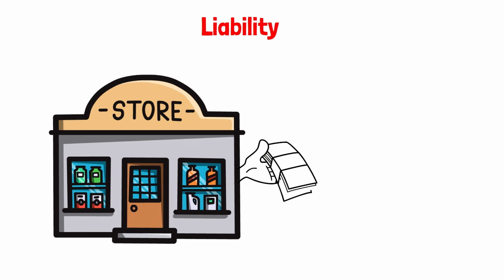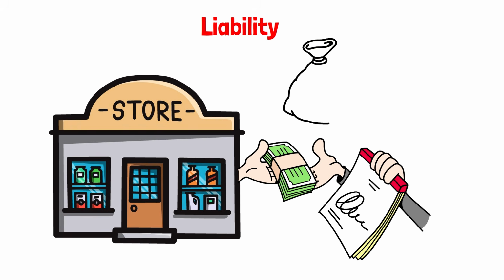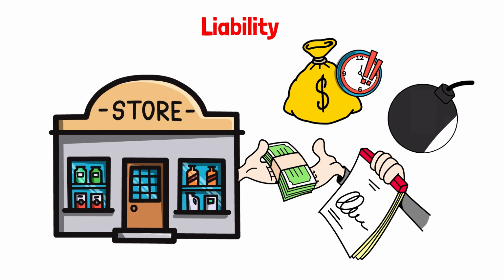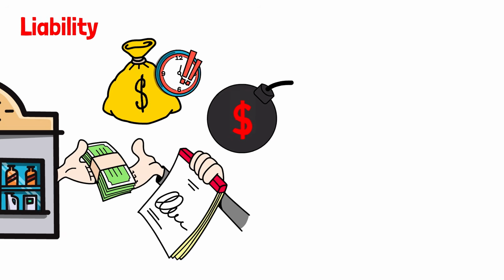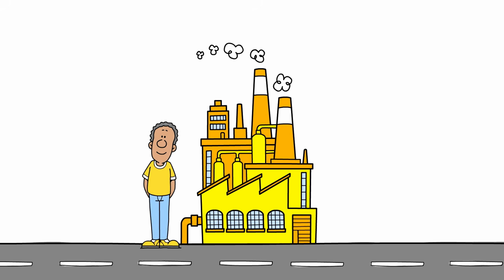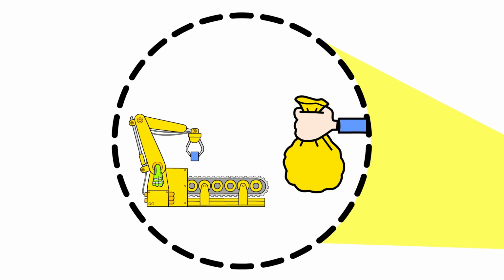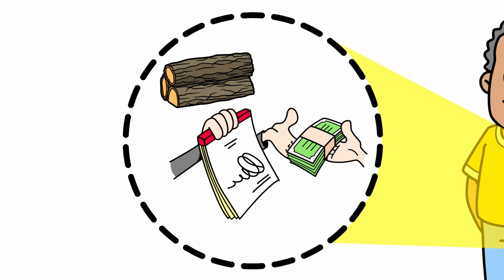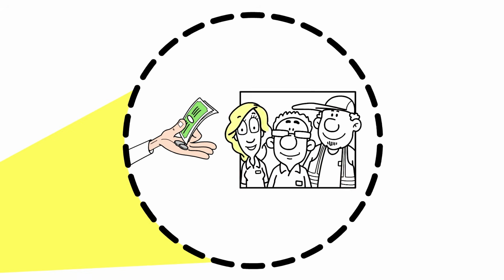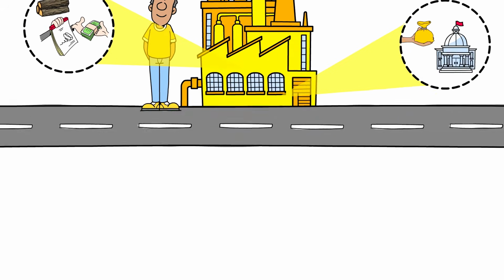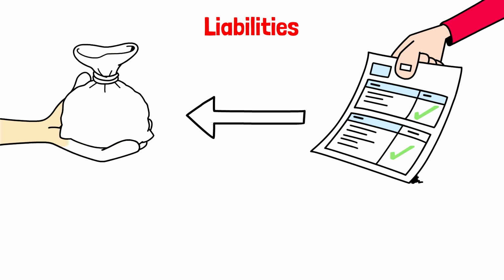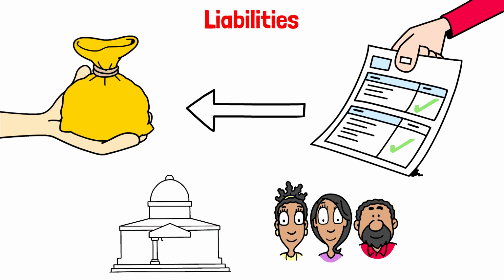Now, let's flip the coin. A liability. That's something the business owes to others. In simple terms, it's debt or a financial obligation. Going back to our factory example, here are some common liabilities. A loan you took out to buy the machinery, money that you owe to suppliers for timber, wages you still need to pay your workers, and taxes owed to the government. Liabilities are basically claims on your assets by other people or institutions.